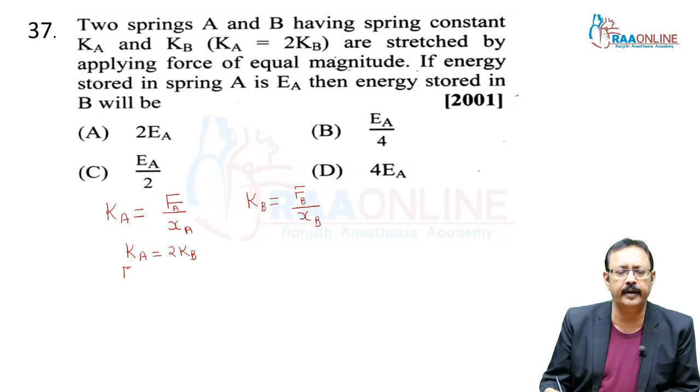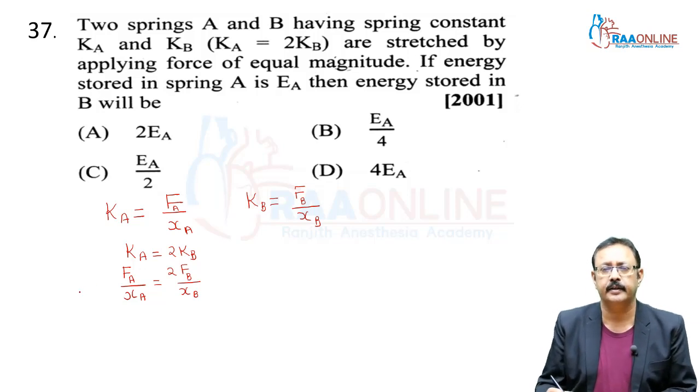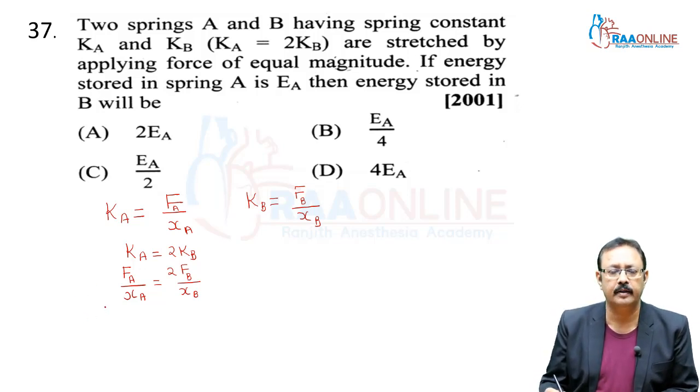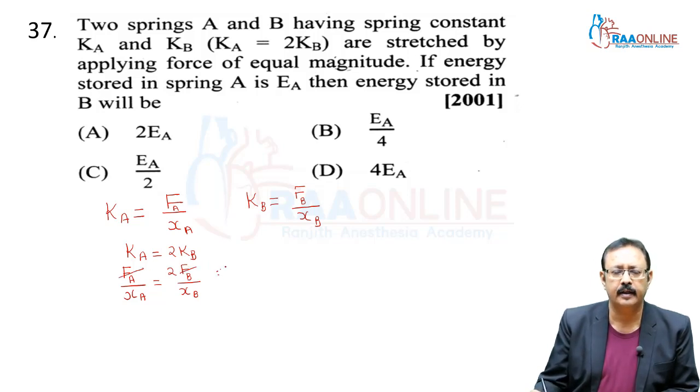It means Fa by Xa is equal to 2 times Fb by Xb. But they are saying forces are equal. So we can cancel Fb with Fa, since they are saying Fa and Fb are equal. So this implies the extension in B spring is equal to double the extension in A spring.